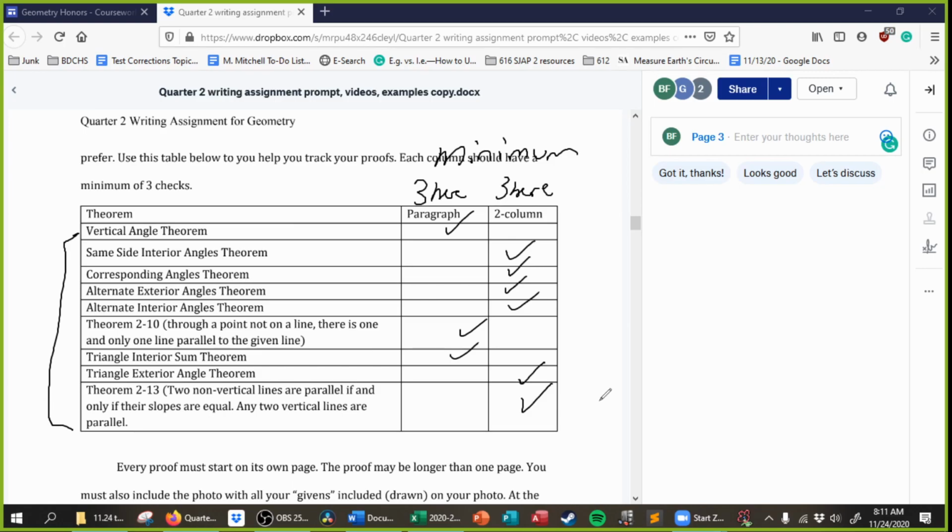The 2-column is what we're going to do next. There's 2 types of proof we write. We write a paragraph proof and a 2-column proof. And when I scroll down just a little bit more, you'll see both types.